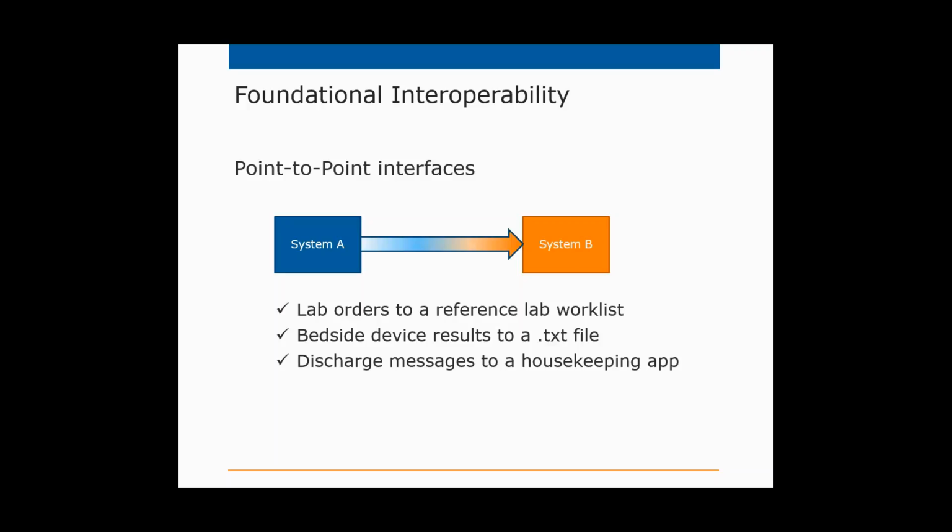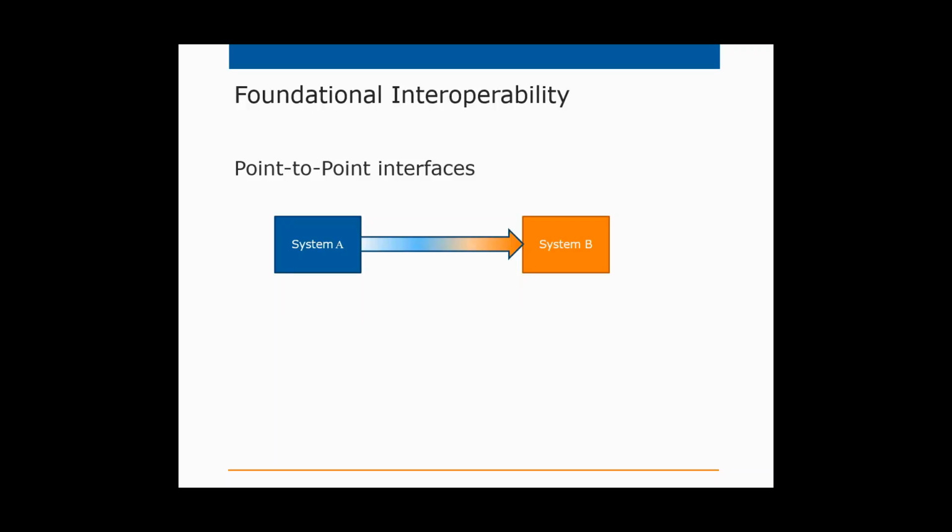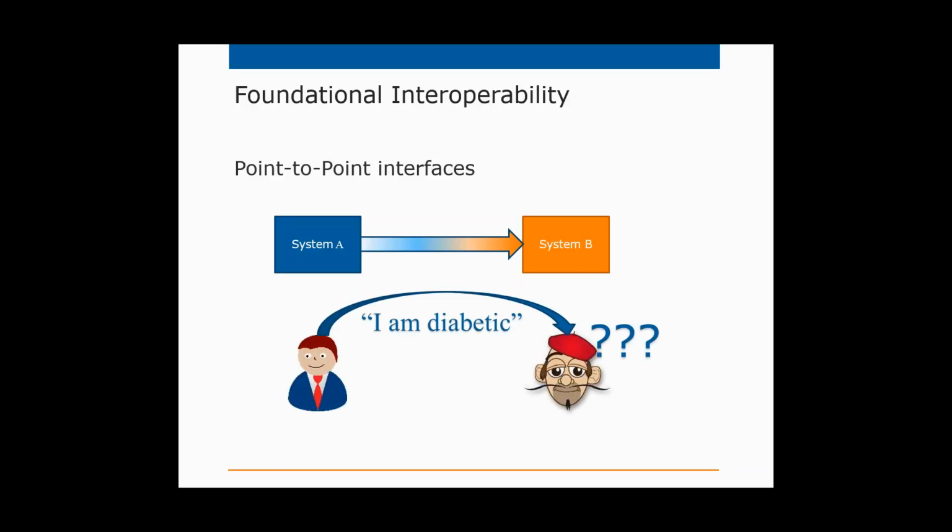You might have lab orders that just go to some lab system and they just go there and then they manage it once it gets there. You haven't done anything to make sure they can understand it. The bedside device that's sending results to a text file. Discharge messages that just dump into a housekeeping app and then they have to interpret, decipher, okay? So it might look something like this if we're thinking in the real world. This is my friend Dan, and he's talking to Pierre, okay? And he's telling him he's diabetic, and Pierre, who only speaks French, has no idea what he has said, so he doesn't understand that. So this is basically foundational interoperability in its most basic sense.